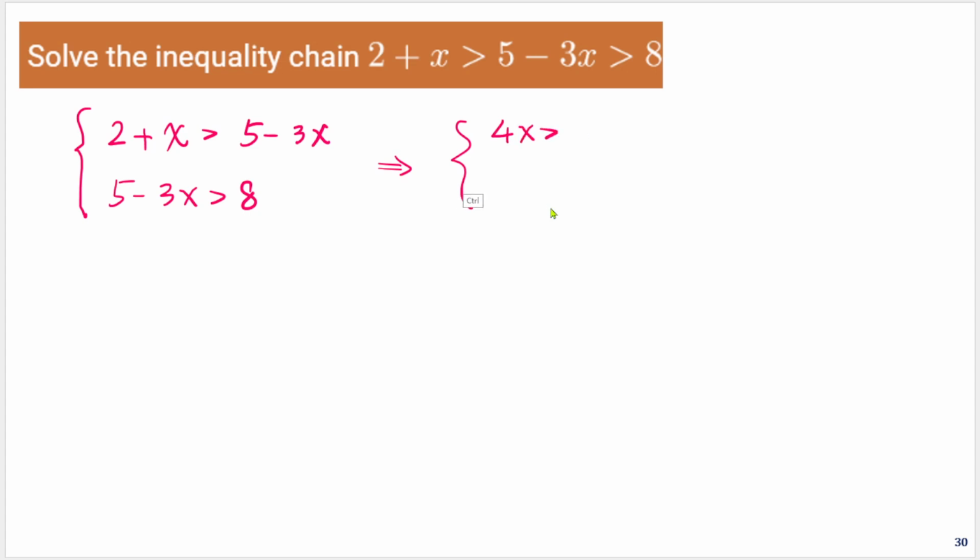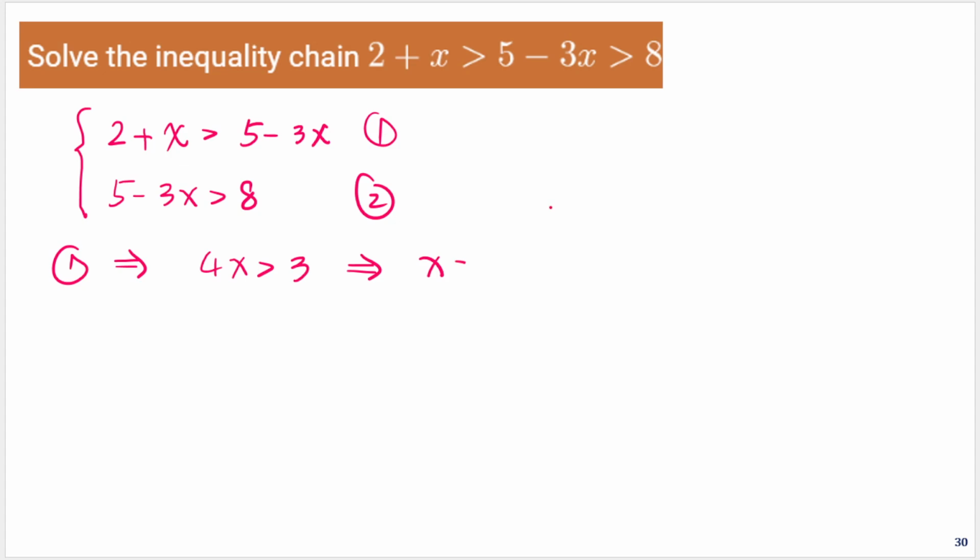Of course you could consider these inequalities separately. From the first inequality we have 4x is greater than 3, which means x must be greater than 3 over 4, right? From the second inequality we have 3x must be less than negative 3, which means x must be less than negative 1, right?